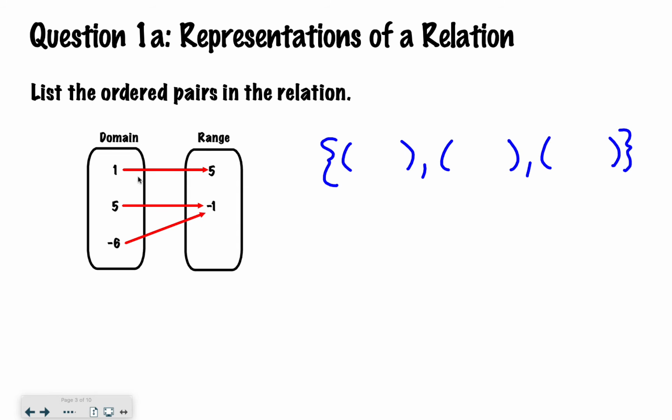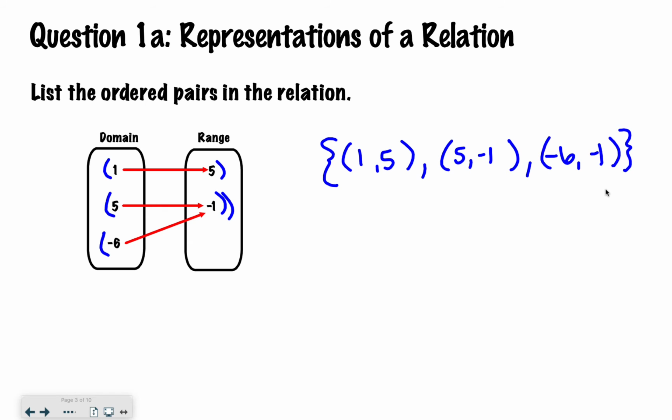All right, hopefully you said your first ordered pair was (1, 5). Then you should have said your next one was (5, -1). Then you should have said (-6, -1). And that's how your answer should look: squiggly bracket, 3 ordered pairs, separated by commas, squiggly bracket.